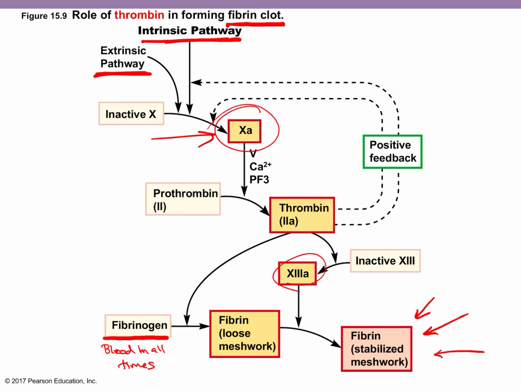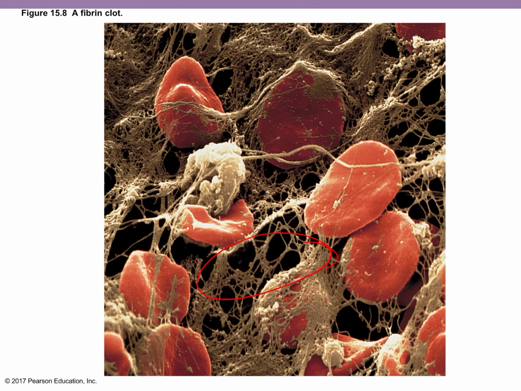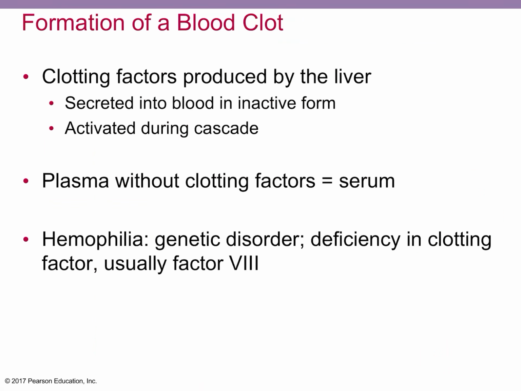There's a positive feedback mechanism to thrombin. Thrombin can actually activate more factor 10, so we can get a more profound effect on making a clot. You can also see that thrombin has another positive feedback loop to our intrinsic pathway. So we have a positive feedback mechanism within clot formation by thrombin.